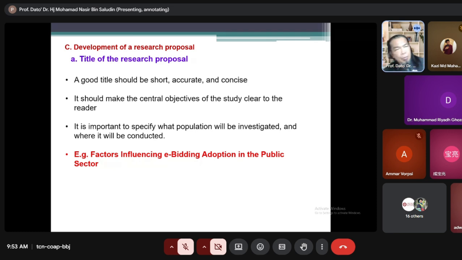The title of the research proposal, number 1: a good title should be short, accurate and concise. It should make the central objective of the study clear to the reader. It is important to specify what population will be investigated and where it will be conducted. For example, factors influencing e-bidding adoption in public sector. E-bidding, electronic.